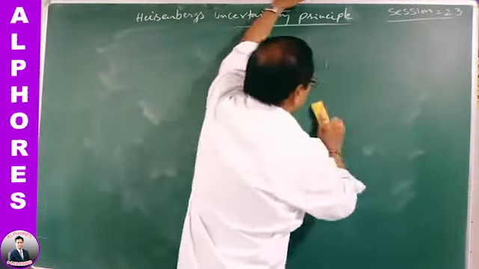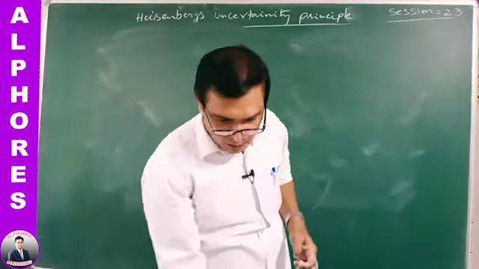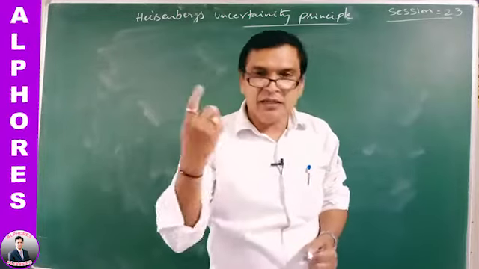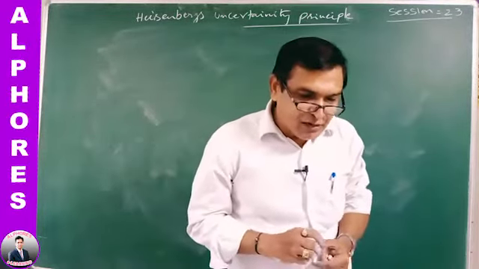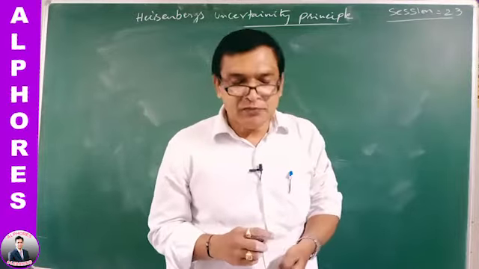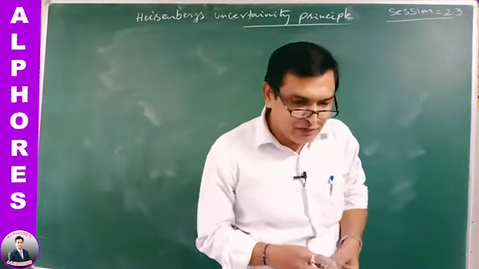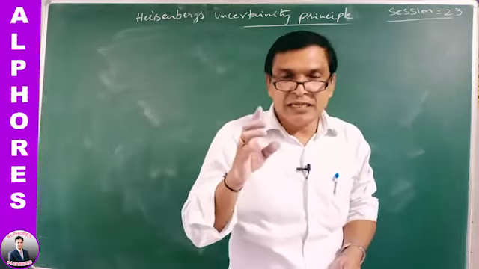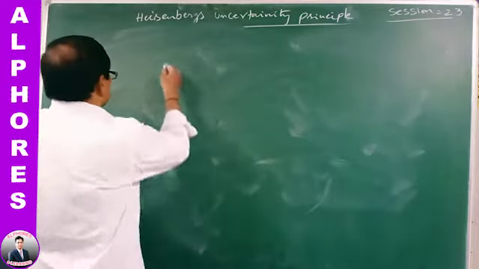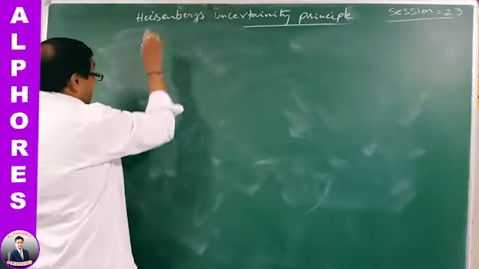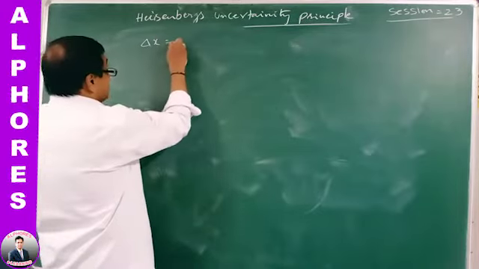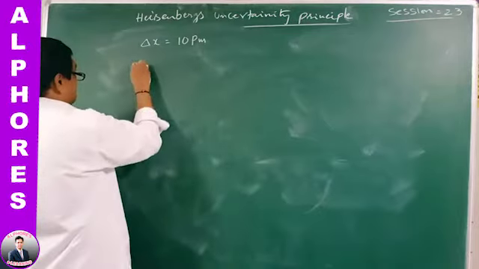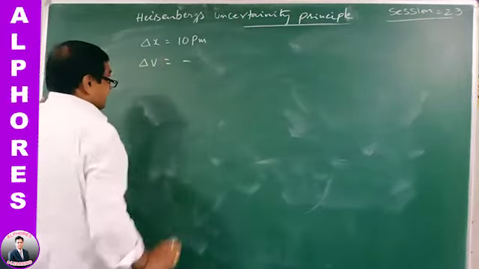Let me read the problem once again. The mass of an electron is given, that is in kgs it is available, and calculate uncertainty in the velocity, that means delta v is asked. Delta v, find out. Then if the uncertainty in position is given as 10 picometers, be careful with this. The data available, delta x, uncertainty in the position is given as 10 picometers. You should be very careful with this. Next, delta v is to be calculated.